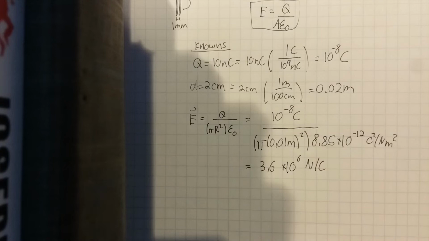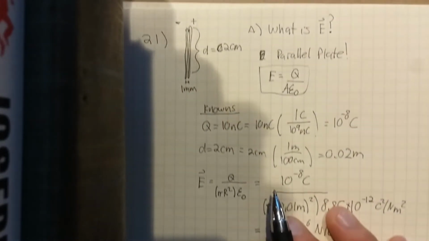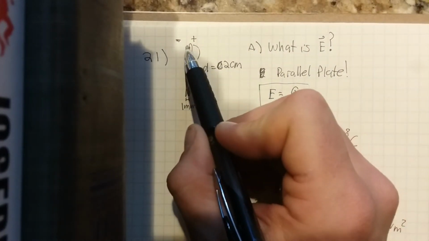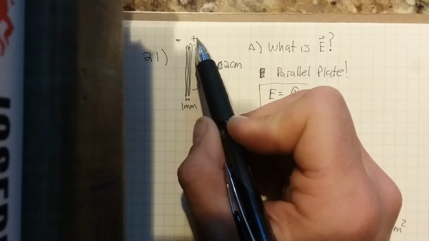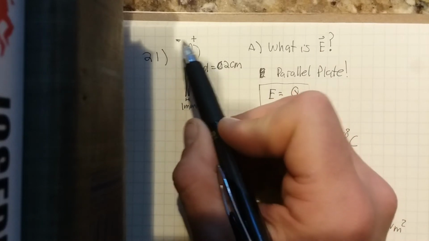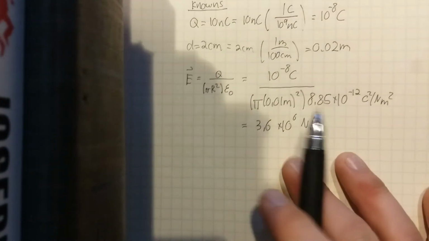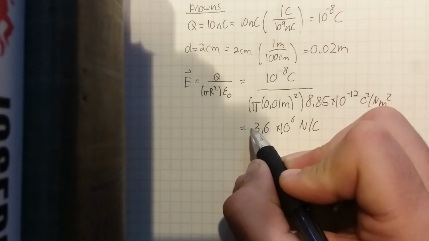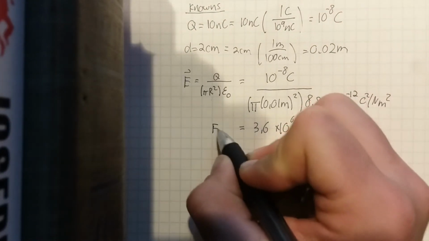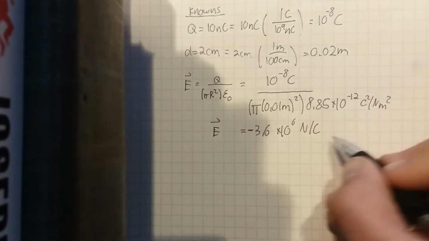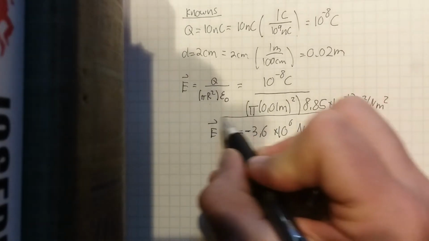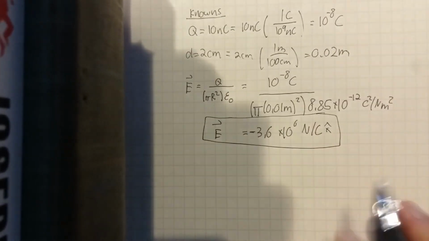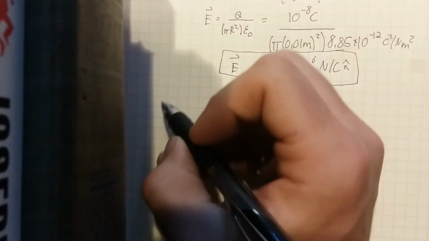Okay, so the important thing to remember here is that if we look at our setup, we made this the negative plate and this the positive plate. That means the electric field is going to point to the left, so point in the negative x direction. So this is actually going to be the electric field, and it's going to be in the negative x direction. Okay, now part B.